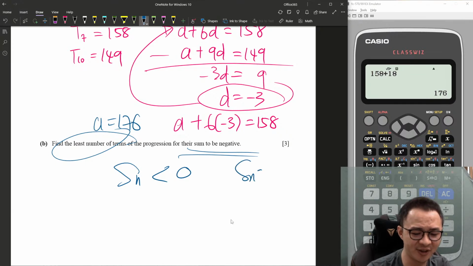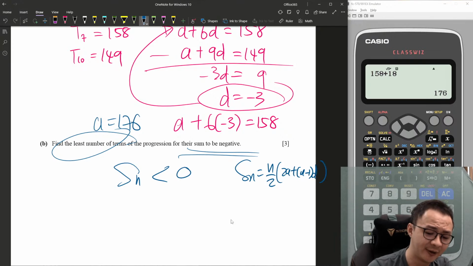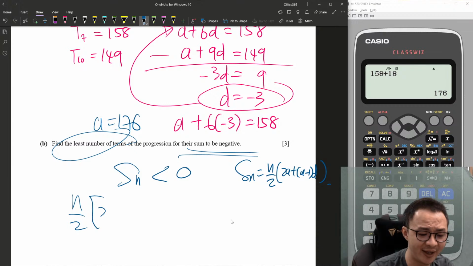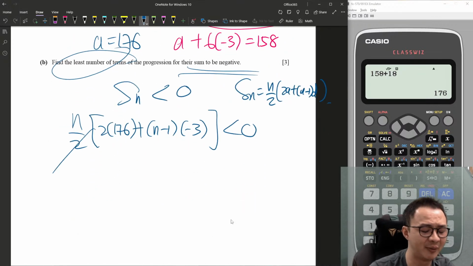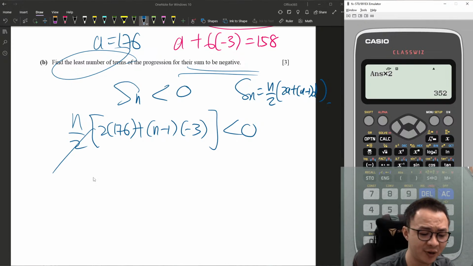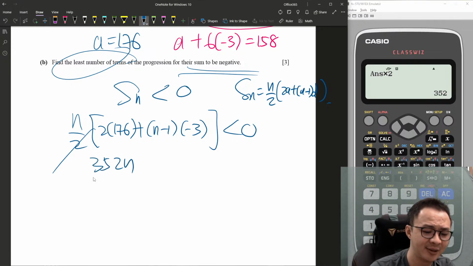What's the Sn formula in this topic? n over 2 times 2a plus n minus 1 d. So I'm going to apply the Sn formula here, which is n over 2 times 2 times 176 plus n minus 1 times negative 3, must be less than 0. So I will solve this one. I multiply 2 to 0, so it still remains an n here. So I will just multiply 2, see what happens. 352n, then negative 3n times n minus 1, which is minus 3n squared plus 3n.